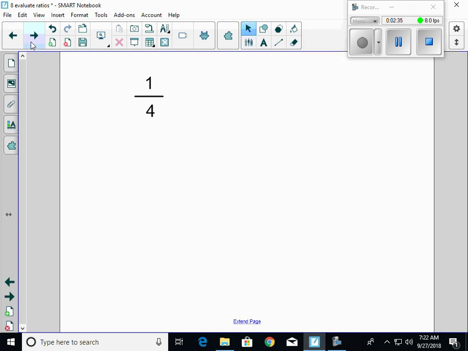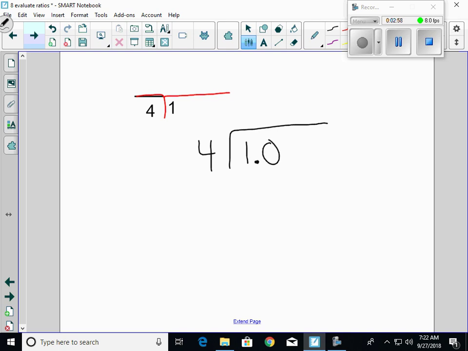Okay, so 1 divided by 4. When I set up my long division, it's going to be 1 divided by 4. Again, the way to remember that, make that fraction a long division sign and drop the 1 inside. 4 does not go into 1, so I'm going to add a decimal point and a 0. 4 goes into 1 0 times, we said. Don't forget to put that 0. Bring up my decimal point.